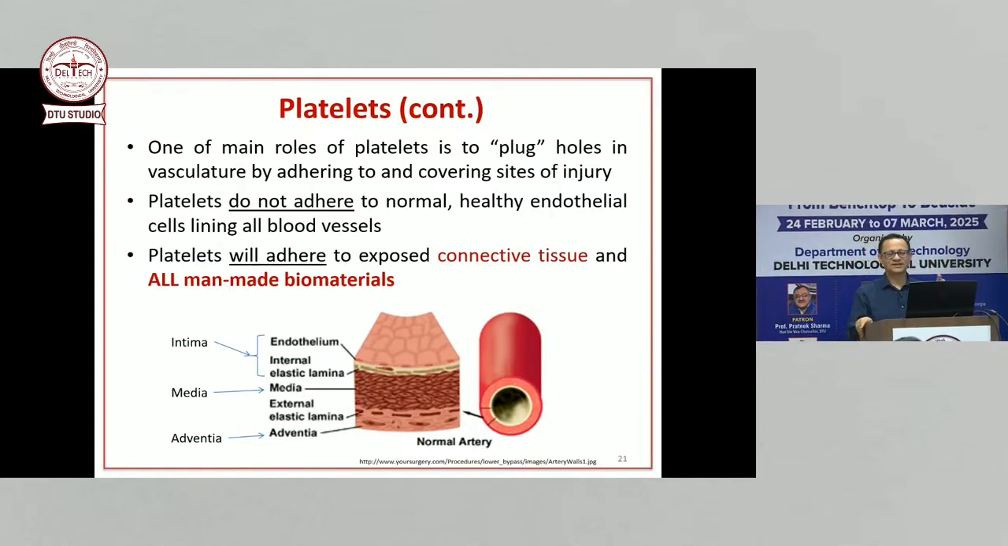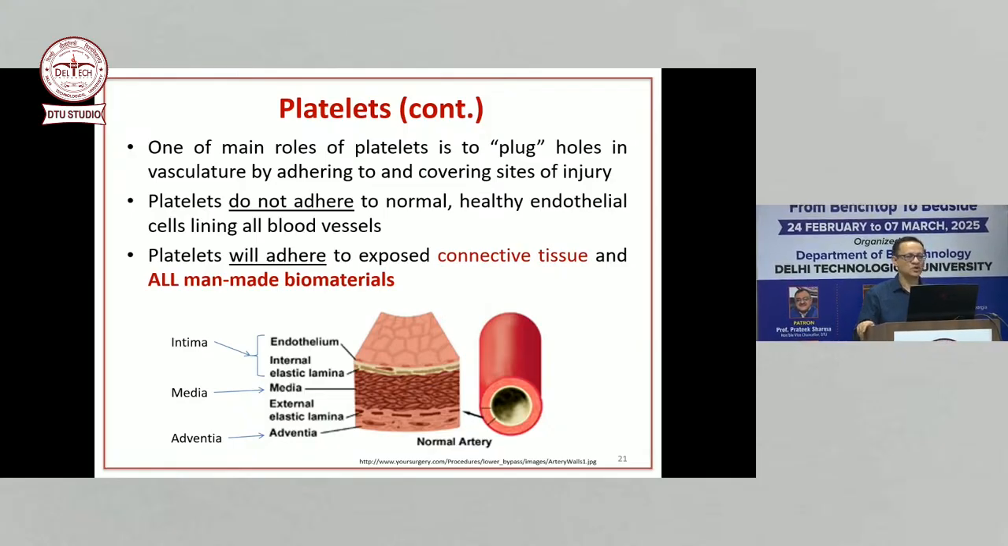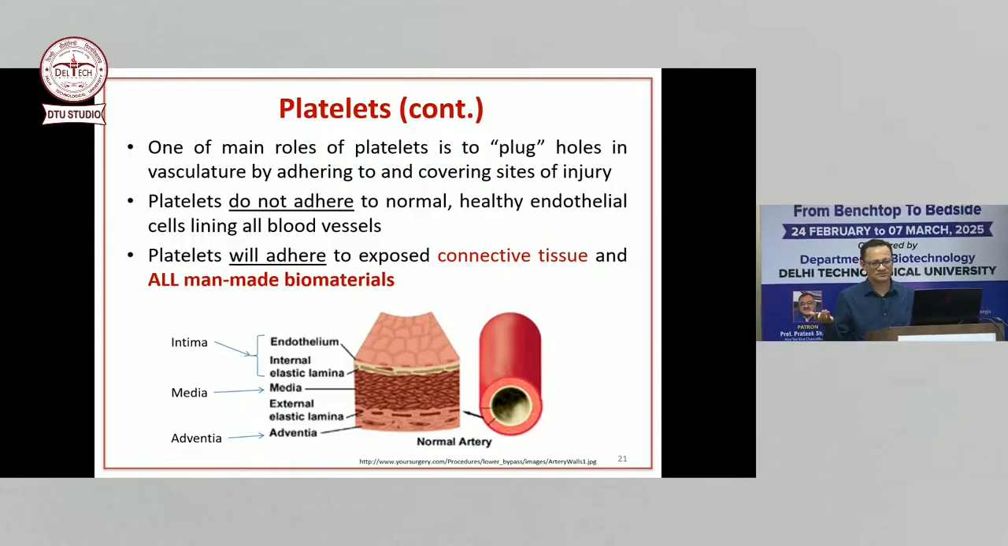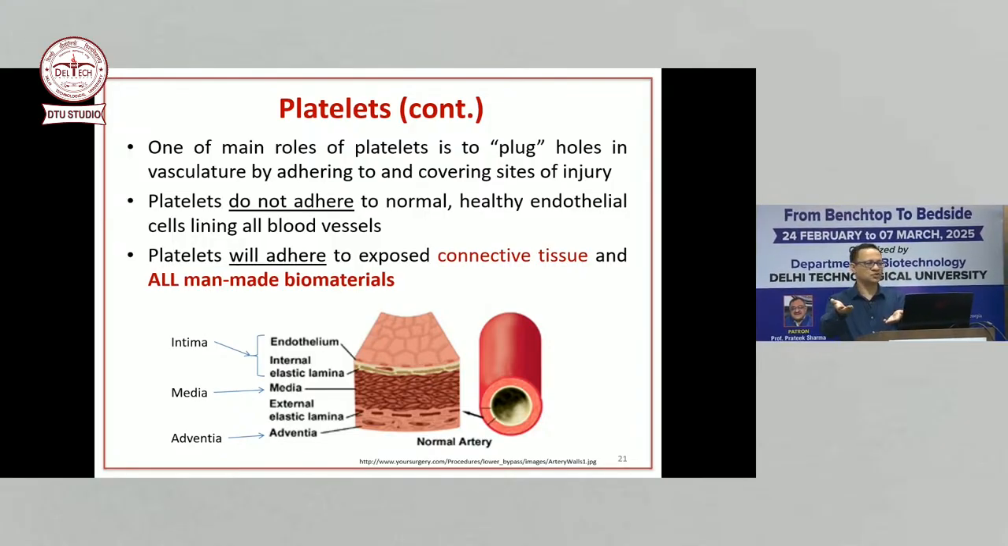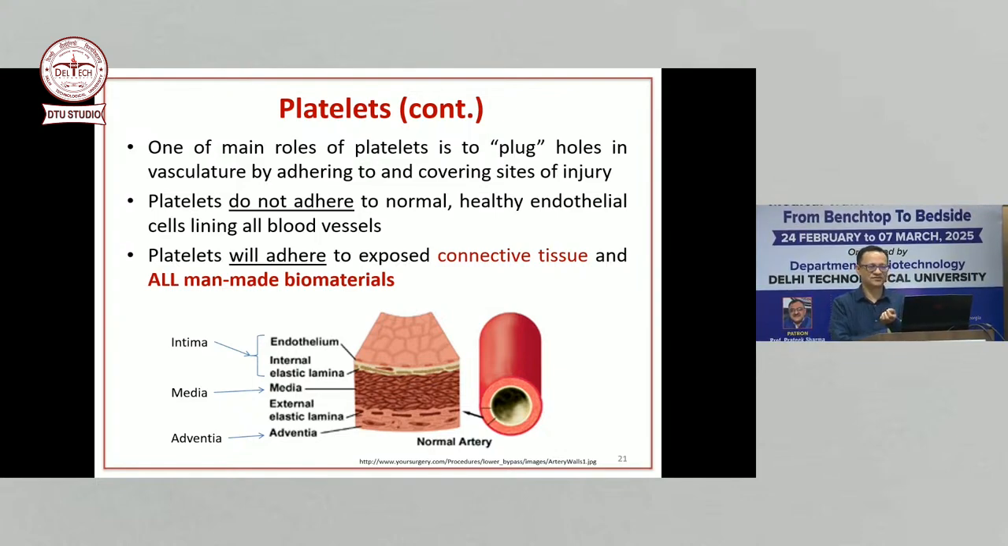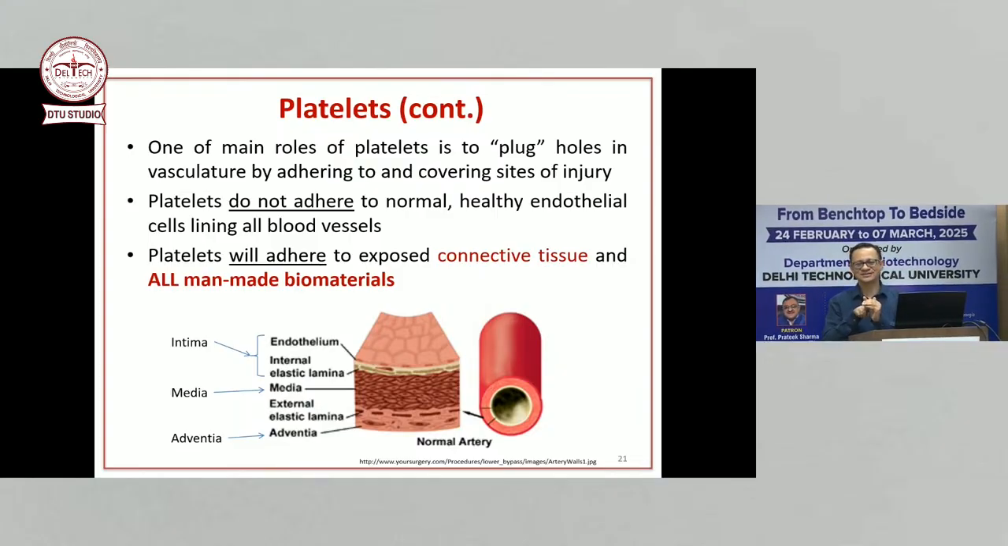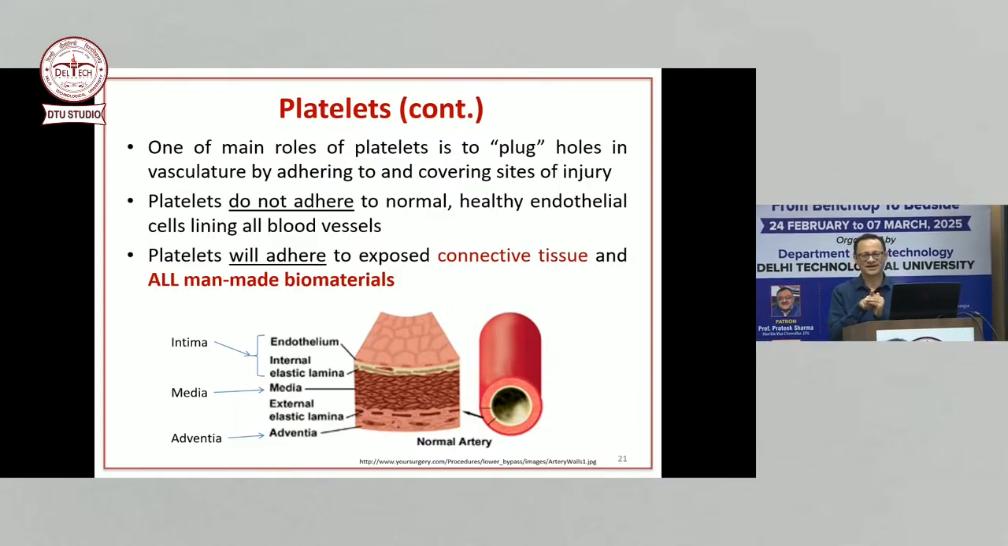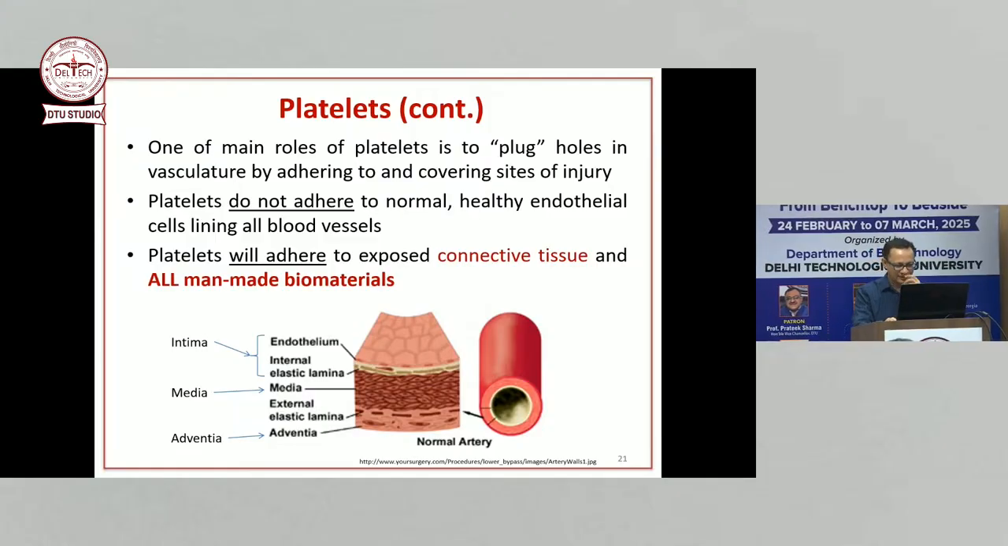Okay, so like we said earlier, one of the main roles of platelets is to plug the holes when you have a cut in the body. Platelets do not adhere to the normal endothelial lining. Endothelial cells line the blood vessel. Platelets are fine, they just flow through without sticking to the surface. But when there is a cut, something is telling the platelets that you need to start activating and start clotting, right?